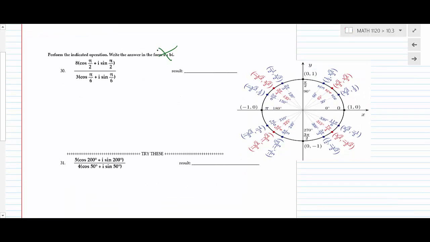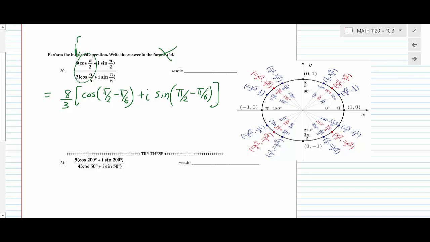And I'm not going to change it to a plus bi form. What we would do with this one is just take the radii. That's a radius, 8 is a radius, so we just say 8 over 3. That's it. Then on the cosine, you just say cosine of pi over 2 minus pi over 6, like that. Then you say plus i, and you do the same thing with the sine: the sine of pi over 2 minus pi over 6. There's no rationalizing denominators or any of that. It's very simple.